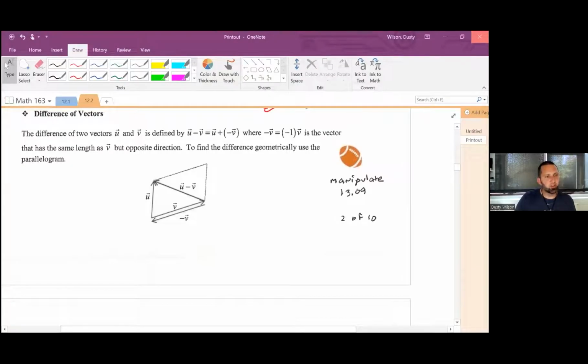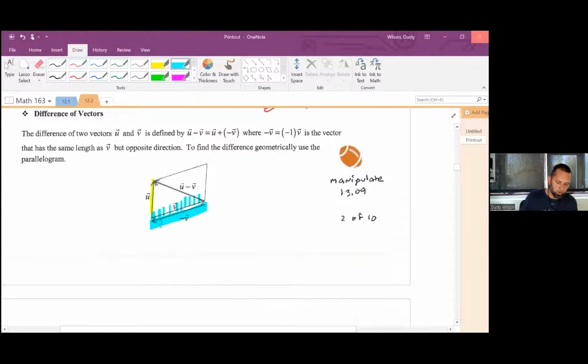So let's talk about the difference of vectors. The difference of two vectors, u and v, is defined by u minus v equals u plus negative v, where negative v is equal to -1, the scalar, times v, the vector. And it's the vector that has the same length as v, but opposite direction. So to find the difference geometrically, we could use the parallelogram. Notice that here's our u vector. v goes this way, negative v goes the other way.